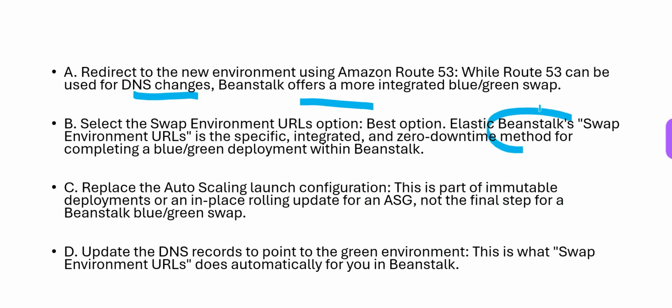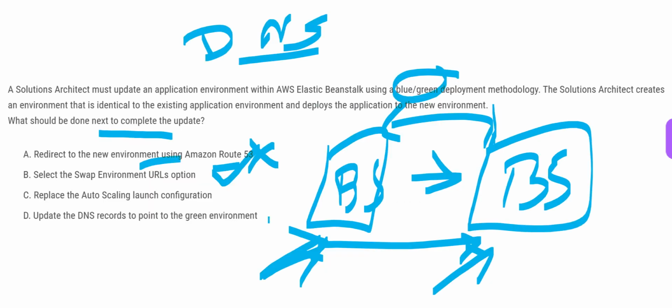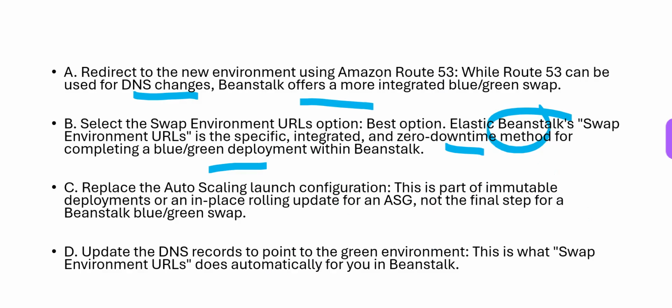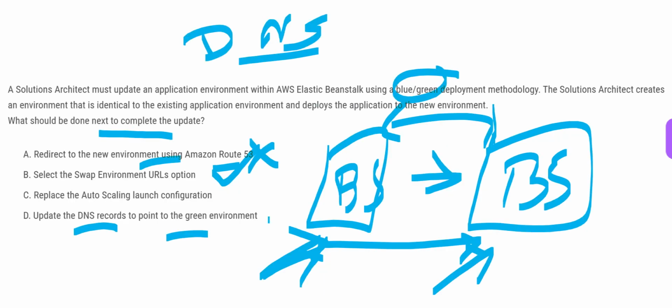This uses the Elastic Beanstalk swap environment, and it has a zero downtime method, which is good for blue green. D says we will update DNS records to point to the green environment. That is exactly what the swap URLs option B is doing automatically. That's why D is wrong.